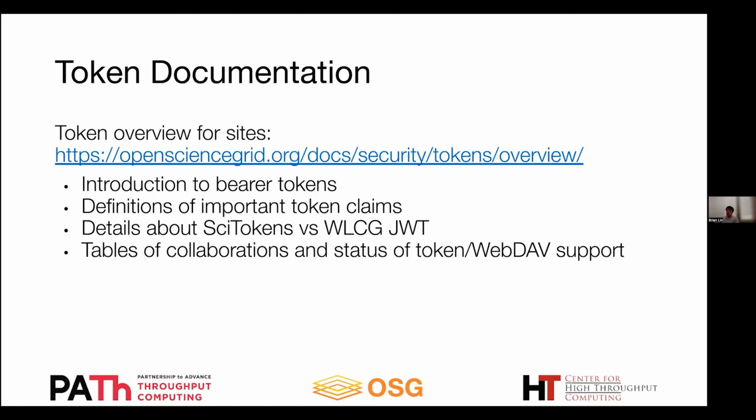So the first piece of documentation here is a token overview for sites. This provides an introduction to bearer tokens. It provides definitions of important token claims. And then the details about the differences between SciTokens and WLCG tokens. And then we have tables of the various collaborations and their status of token and WebDAV support, and whether or not they are supporting them in production, if they're actively testing them and whatnot. And we try to keep these up to date.